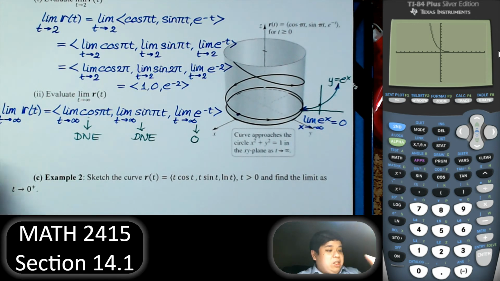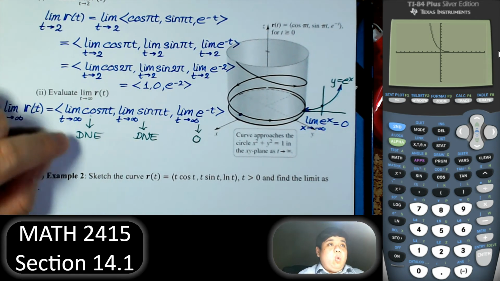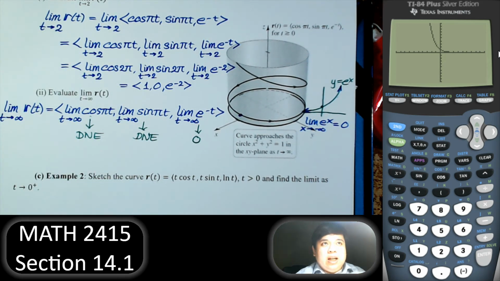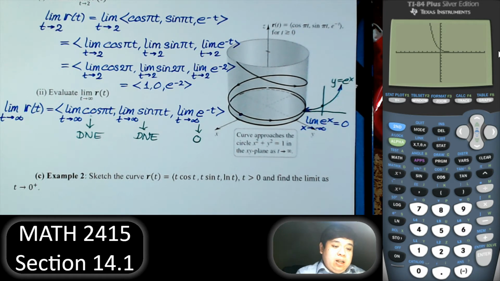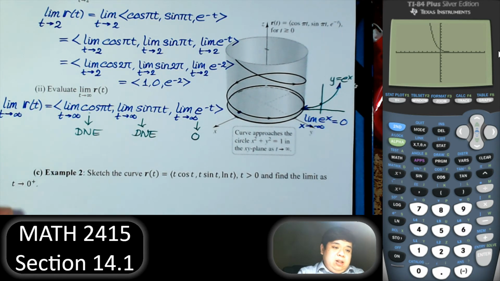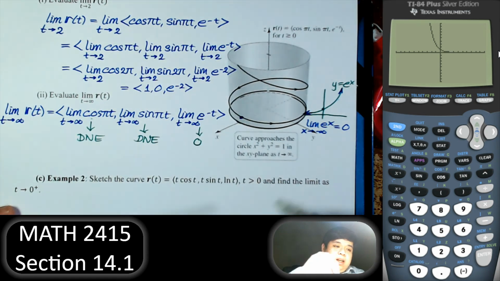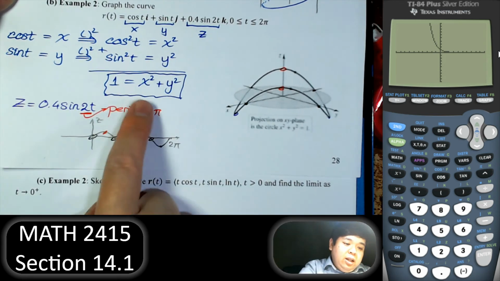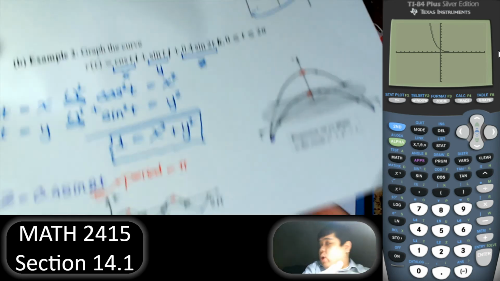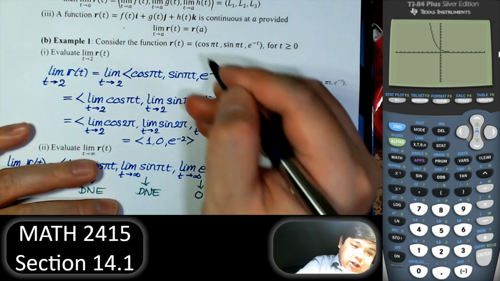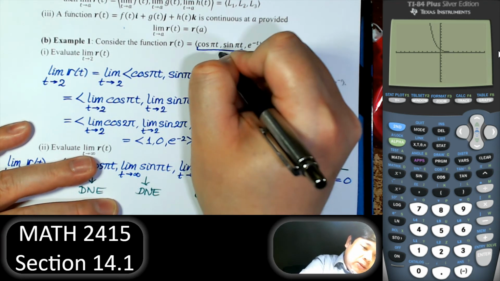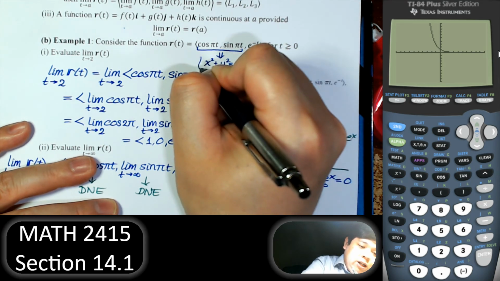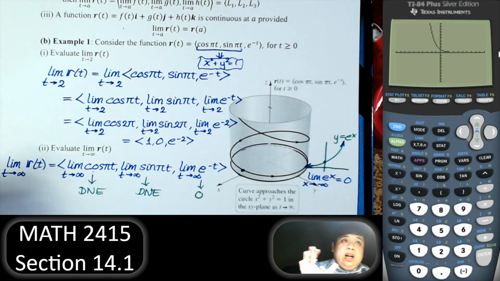So in general, we say the limit does not exist because one of them does not exist. We only need one of them not to exist, and the whole thing does not exist. However, in this particular case, remember, if we have sine and cosine, it will just do what we did earlier. That is equivalent to x squared plus y squared equal to 1, right? If we only have x and y.